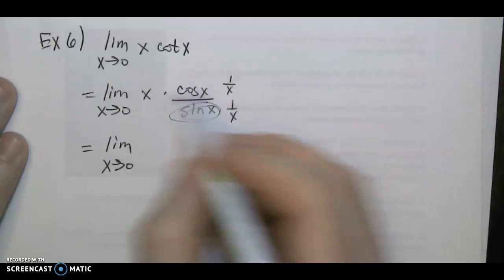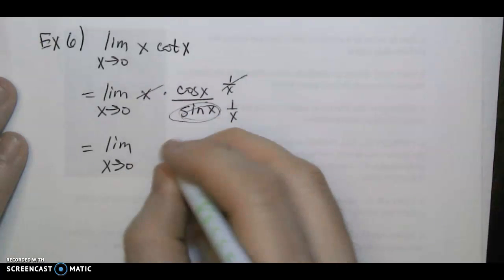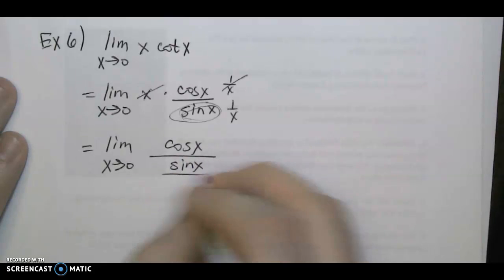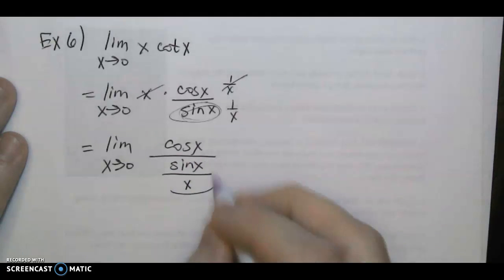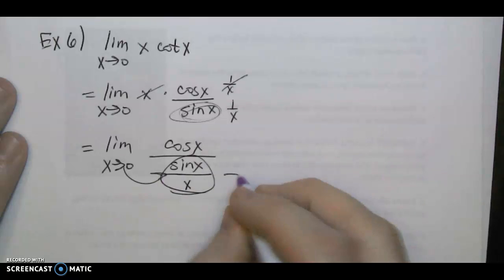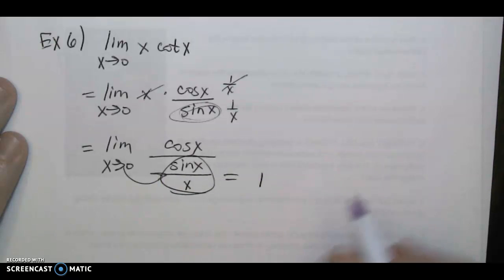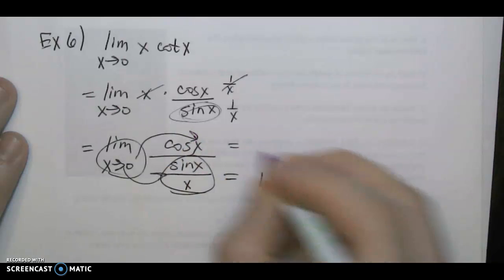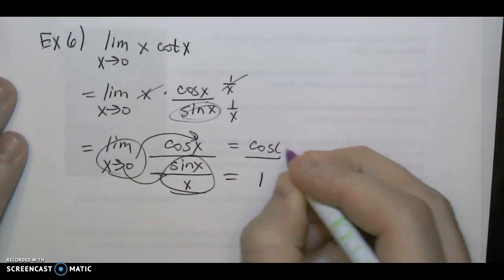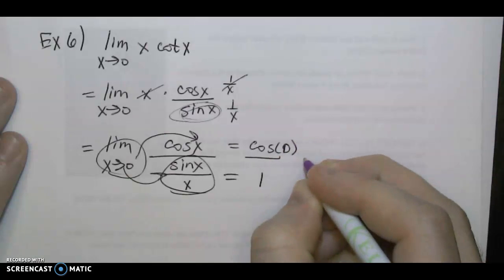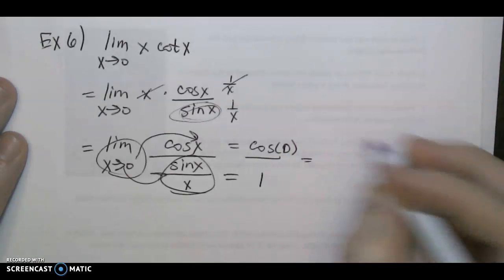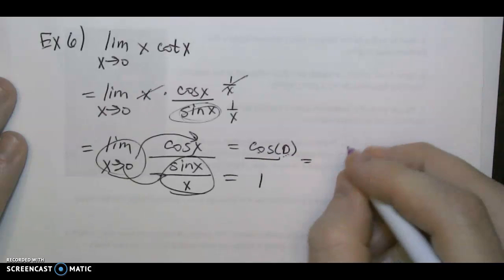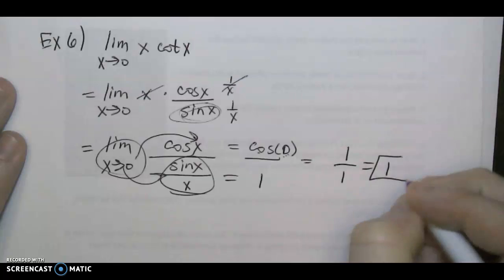So on top, this x and 1 over x cancel. So we have cosine x over sine x over x. This, when we plug in our limit, equals 1, according to the property. And then this, when we plug in the limit, equals cosine of 0, sorry, which is 1. If you look at your unit circle, the cosine at 0 is 1. So you've got 1 over 1, which is 1. Final answer.